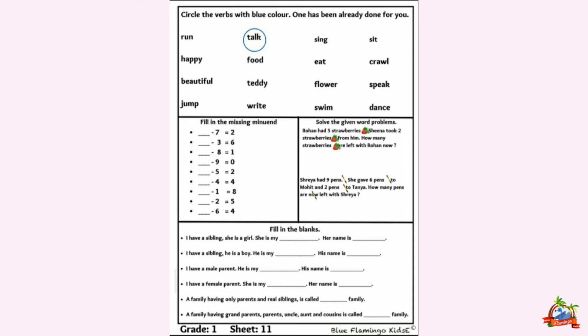9 minus 6. How many will it be? It will be 3. Now subtract 2 from 3. It will be 1. So Shreya is left with 1 pen.